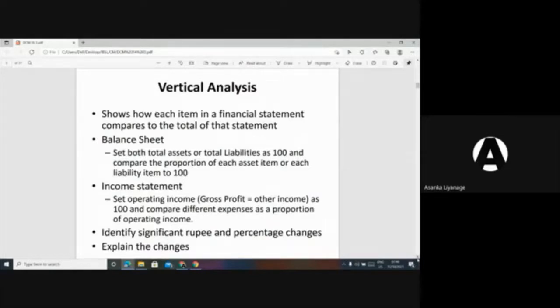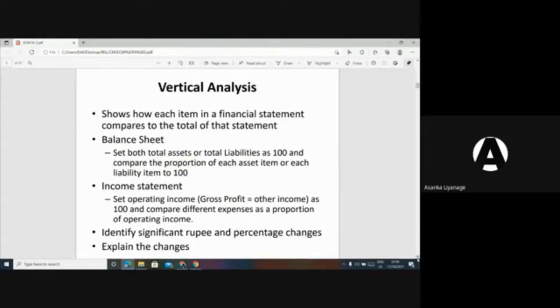Right. This is something new to you all, but you can also use this vertical analysis, different to the horizontal analysis, to produce some good results or a different kind of analysis to the decision maker on the financial statements of your borrower. Right. What we do here is a very simple thing.